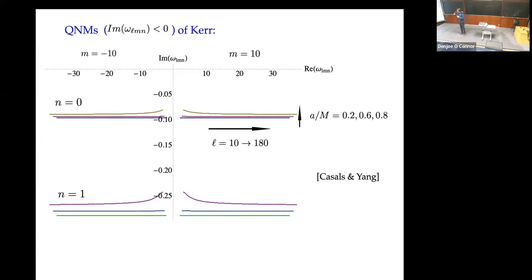As a increases, I want to point to the fact that as the rotation of the black hole gets larger, the modes approach the real axis. They're getting closer and closer to the real axis. This has consequences, as I'll explain later on.